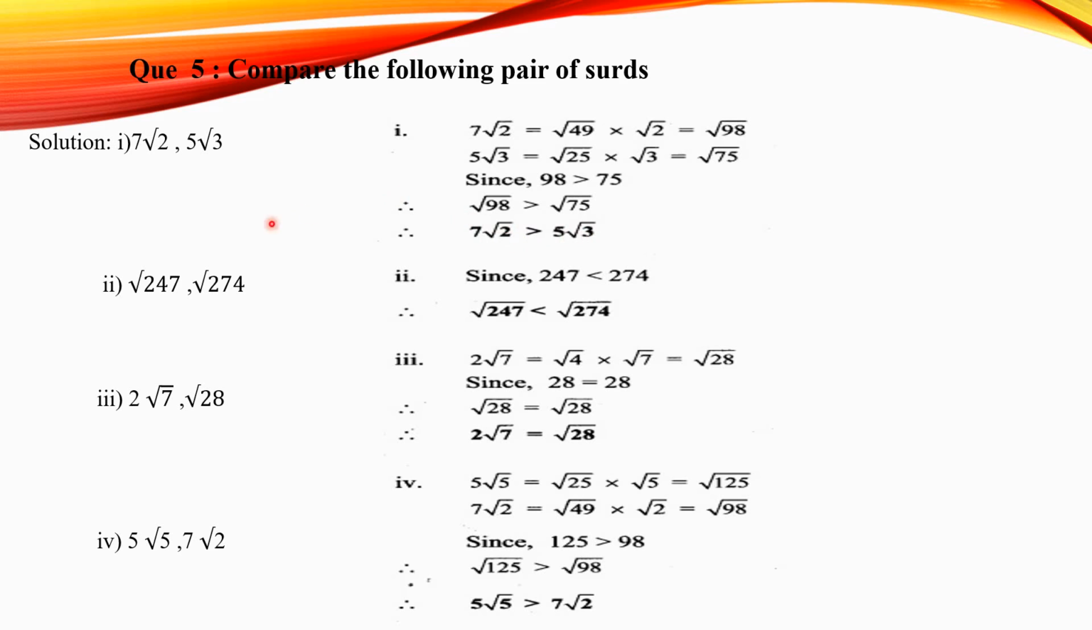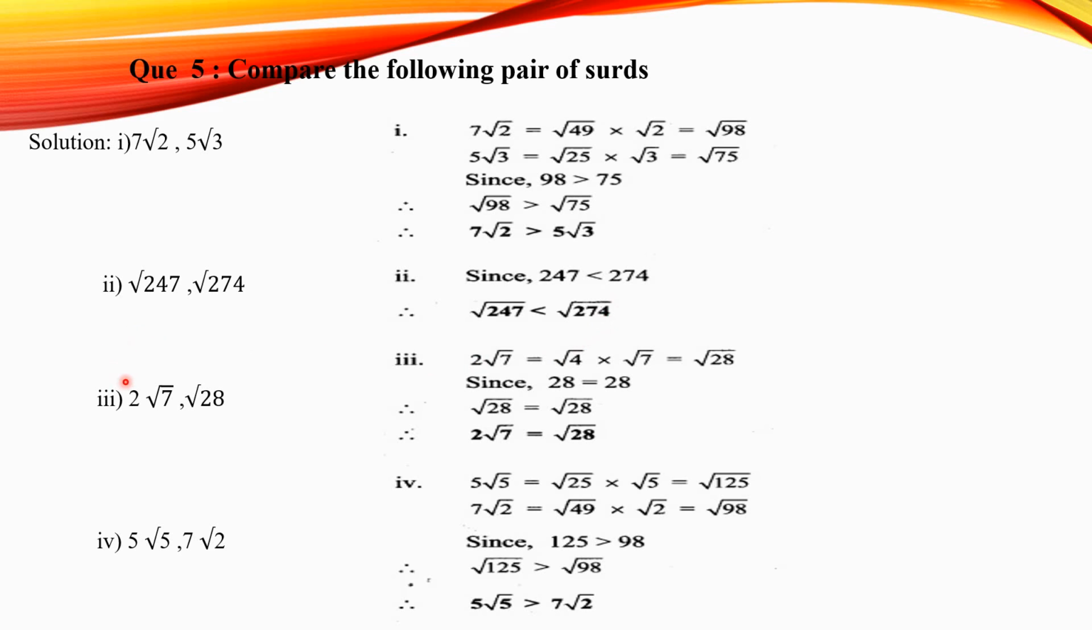Second question, square root of 247 and square root of 274. Here both are of the same order, so we have to see the numbers inside the square root: 247 and 274. Here 274 is greater than 247. Therefore, square root of 247 is less than square root of 274.